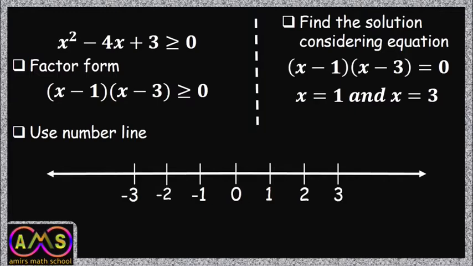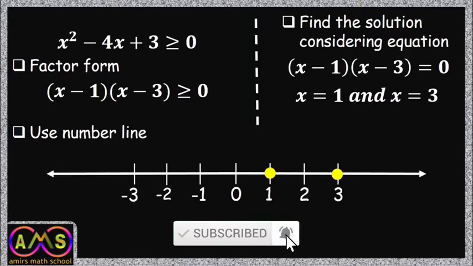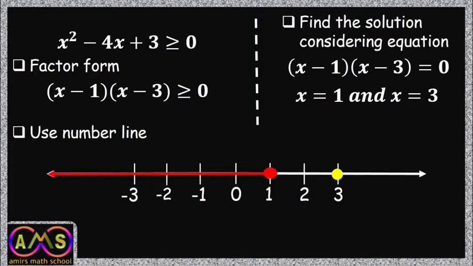If we plot this solution x equal to 1 and x equal to 3 on the number line, we get three parts of the number line. That is, these two values split the whole number line into three parts: the first part, the second part, and the third part. Now, we have to test the validity of the solution using any value from each part of this number line.